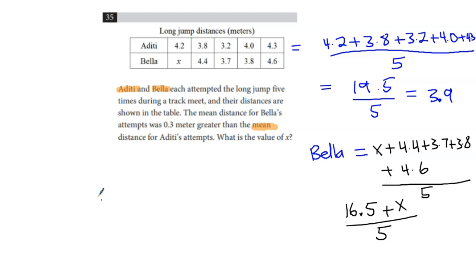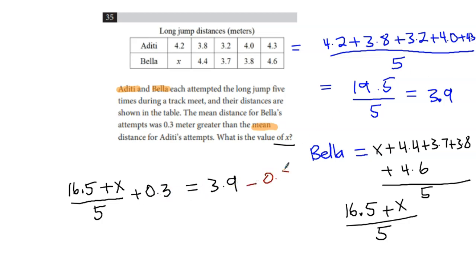So here we're going to add, so we got 16.5 plus x, all on 5, plus 0.3, and that must be equal to 3.9. You're going to solve for x. That's what we're looking for. So we subtract both sides by 0.3, and here it's turned into 0.